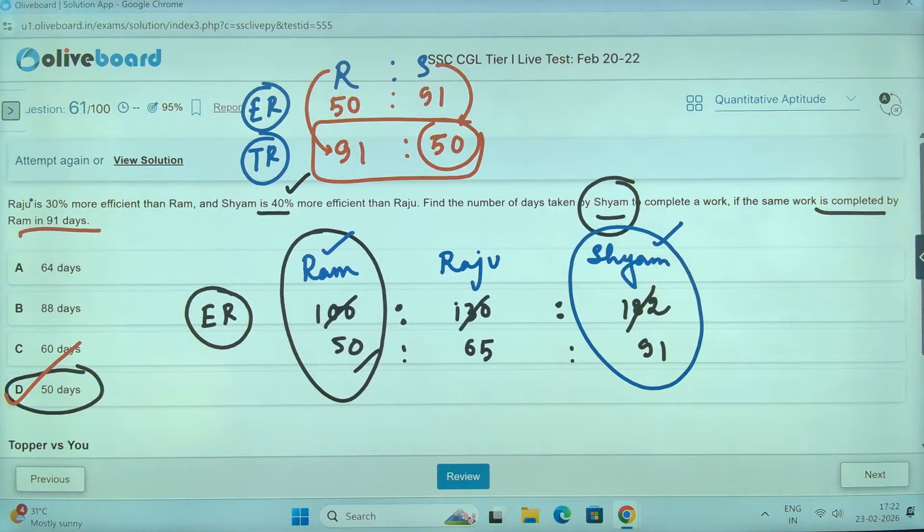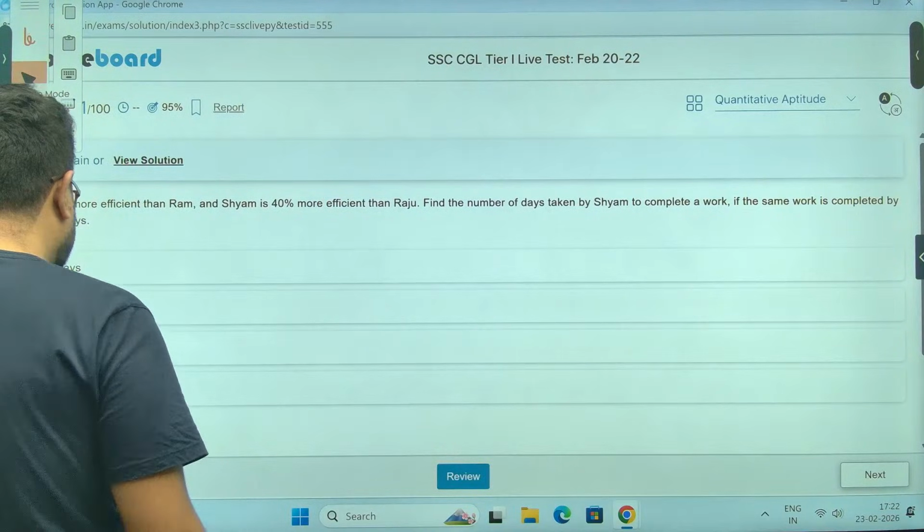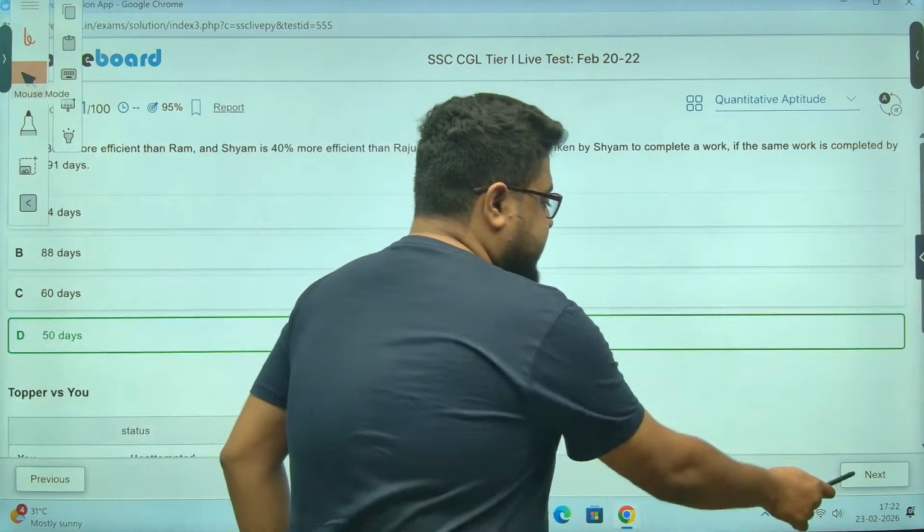You have to start thinking like this. Next.